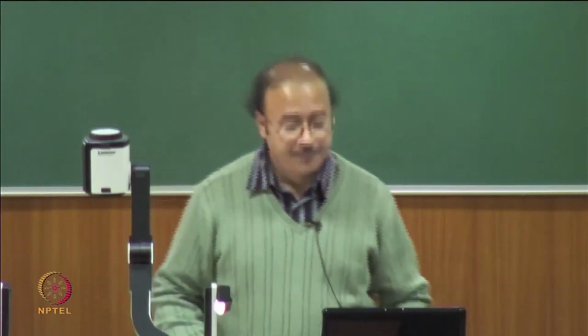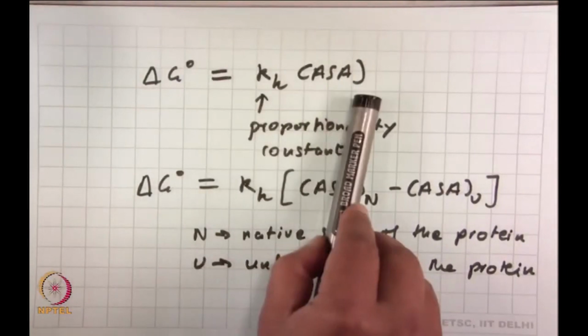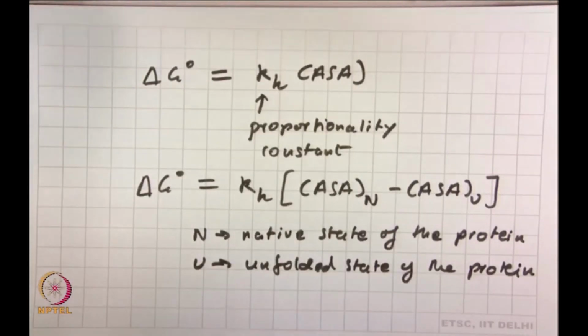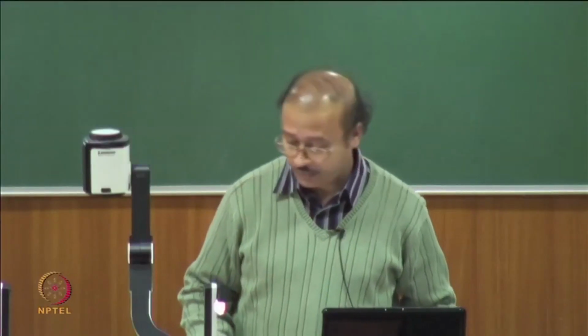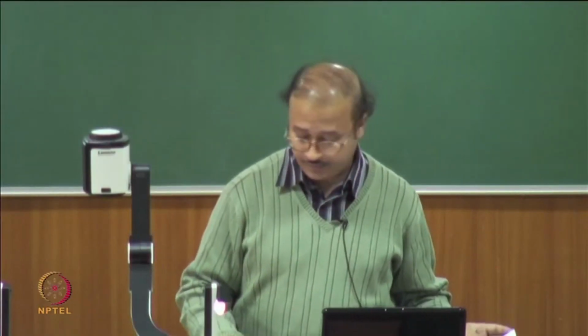Now, the question is, if I look at this initial equation, delta G0 is equal to k h times the accessible surface area, do you think it will always hold? That is the question. What do you think? Any ideas?